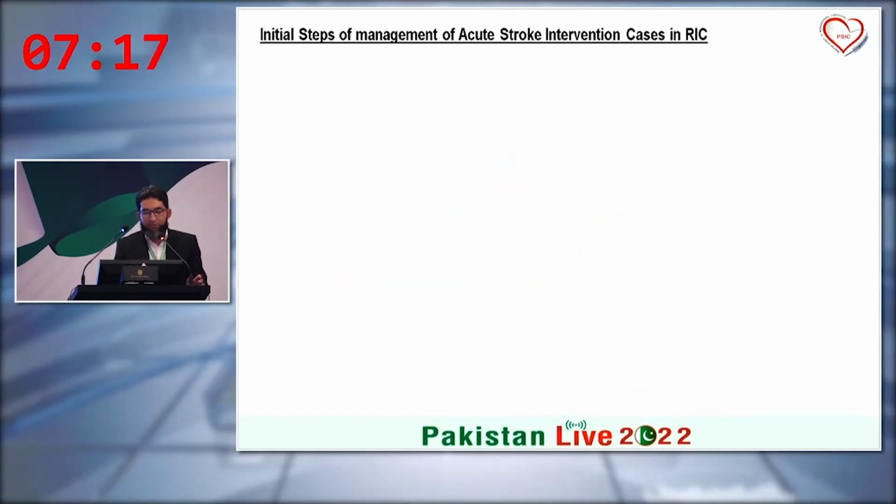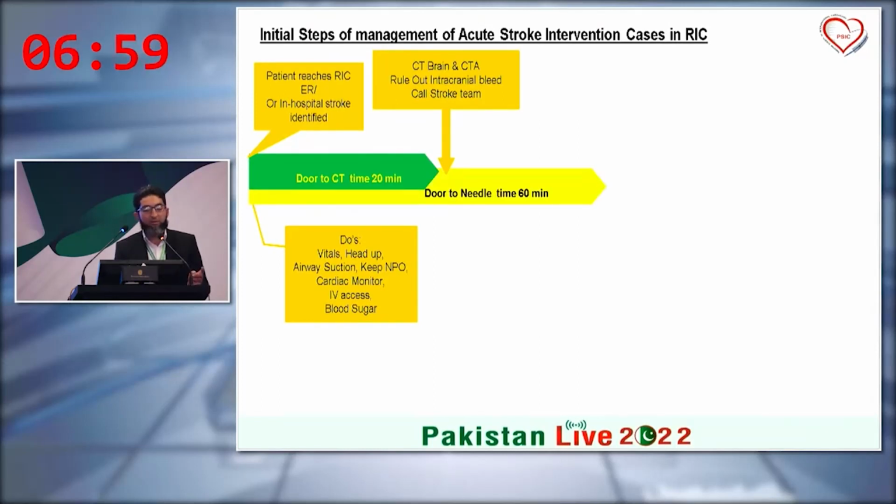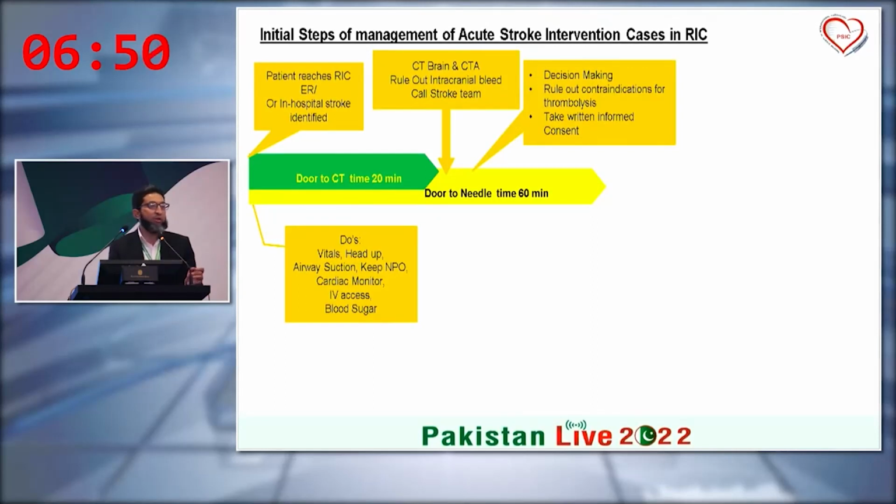Time is brain, as we know. I will quickly go through the algorithm which we follow in all the patients who come to RIC. The important thing is the timeline. The first time target is door to CT time, which is 20 minutes. During the initial workup, the CT scan is done in the ER. Then the second time target is door to needle time, which is 60 minutes for the cases selected for thrombolysis. During this time, CT angiogram is done for evaluation of large vessel occlusion.